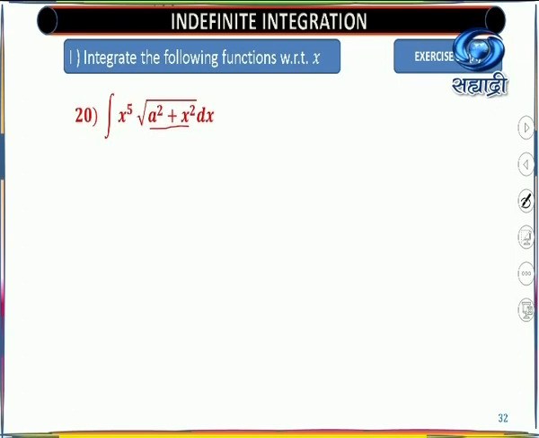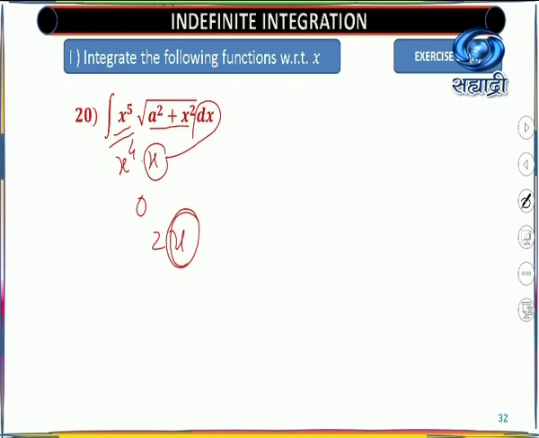While substituting here, you know that a square is a constant whose derivative is 0. So there is no problem with a square. But what you will get is the derivative of x square, that is 2x. Means this x is required for substitution as x dx equal to dt. So you are able to split this as x raised to 4 into x, because that x is required with dx. Okay, so we'll begin with that.